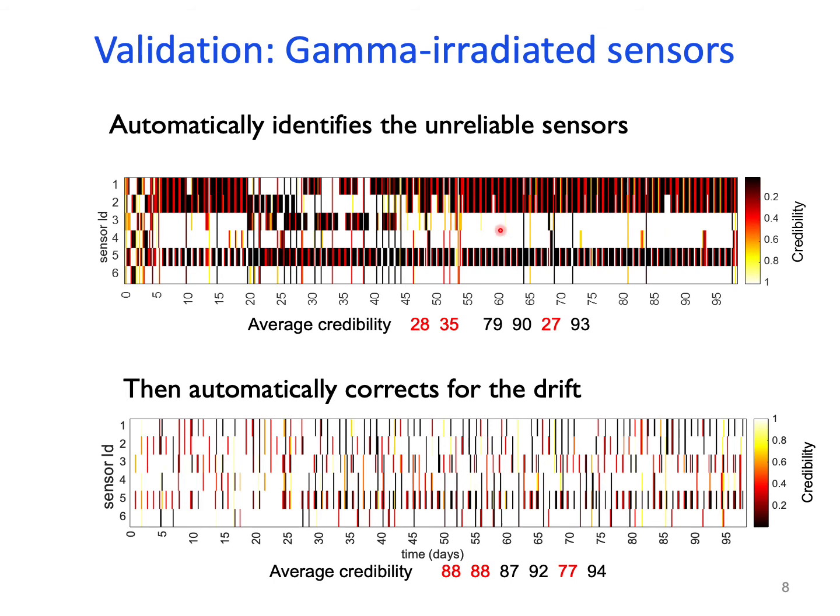So here you rely, instead of on 5 or 6 sensors, on the 3 reliable ones and exclude the unreliable ones. But it turns out that because the drift of the gamma-irradiated ones is systematic, in fact you can correct for the drift, and in that case can make all the sensors, despite their variability and despite their drift, a reliable estimator of the ground truth.